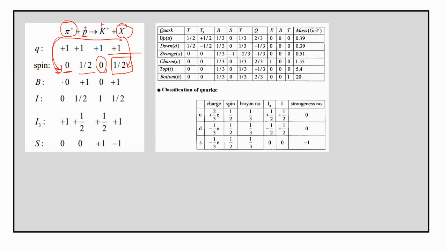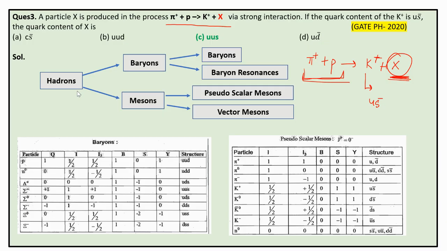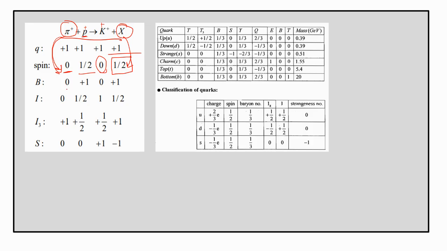Now baryon number. Pion is a meson, so the baryon number for pion will be 0. For proton, it will be plus 1. And for cation, it is again 0. So for this, it should be plus 1. And now isospin.